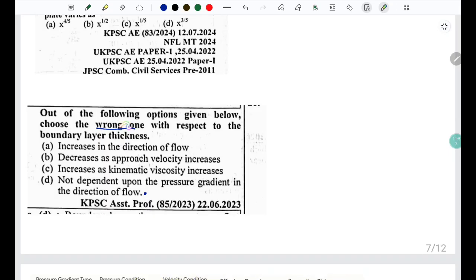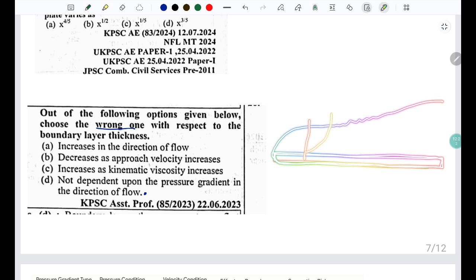The next question asks us to find out the wrong statement with respect to the boundary layer thickness: how does the boundary layer thickness increase or decrease with the direction of flow, with the approach velocity, kinematic viscosity, and pressure gradient? We know that in our boundary layer development over a flat plate, the layer subsequently grows like this, and we know that the boundary layer thickness delta x keeps on increasing as we move from laminar to turbulent flow. The delta just simply increases.